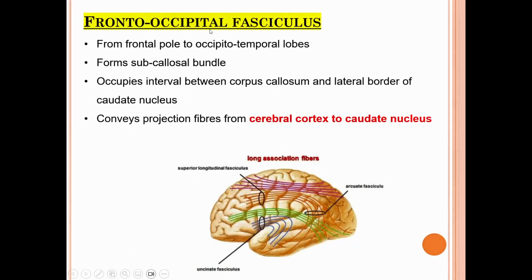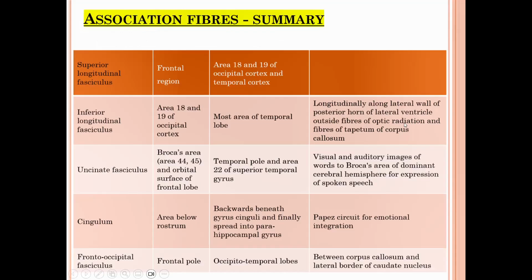Now fronto-occipital fasciculus. The fronto-occipital fasciculus is present here, in this green color. They form the subcallosal bundle that is present beneath the corpus callosum. They occupy the interval between the corpus callosum and the lateral border of the caudate nucleus. They convey projection fibers from the cerebral cortex to the caudate nucleus.